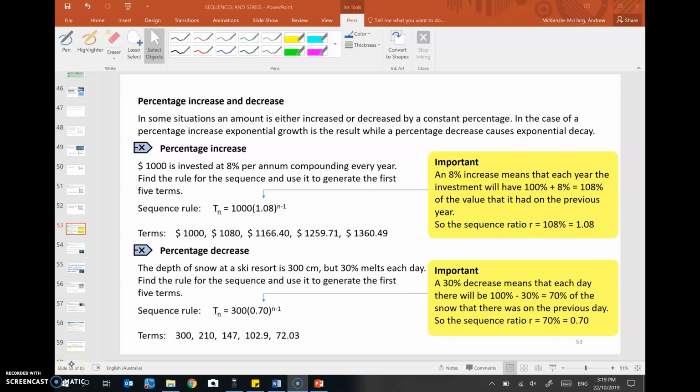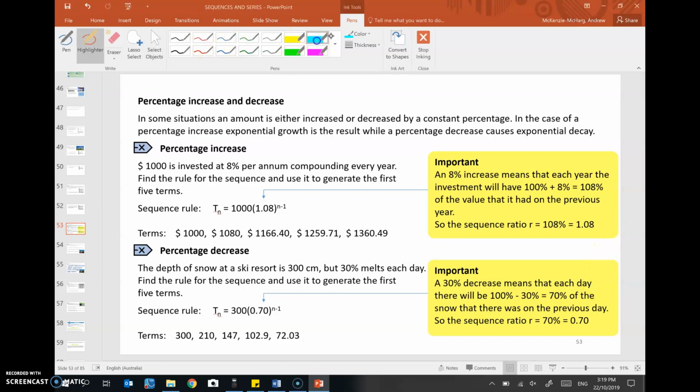Hello General Math students. In this video we're going to look at percentage increase and decrease. One thing to note is that these types of sequences involve geometric sequence rules only. The percentage increase or decrease is what determines the common ratio.